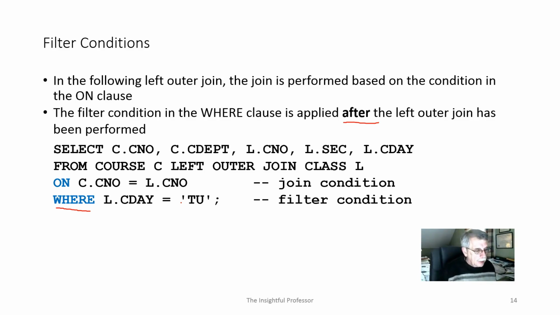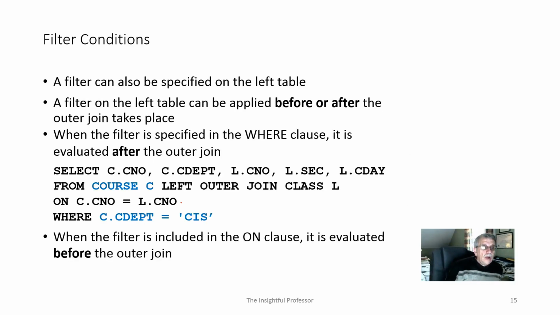Significant point, because it could make a difference in the result. Okay, so let's look at what happens when we go to the left table. Right, we were applying the filter to the right table. So let's look at the left table, and we're saying you could apply the filter before or after the outer join. So when you put the filter in the where clause, it is again evaluated after the outer join.